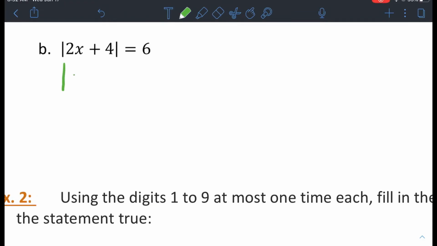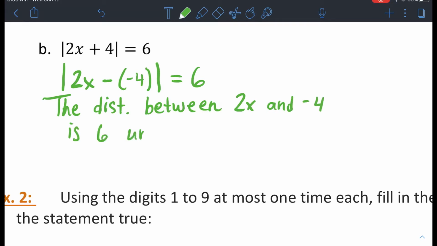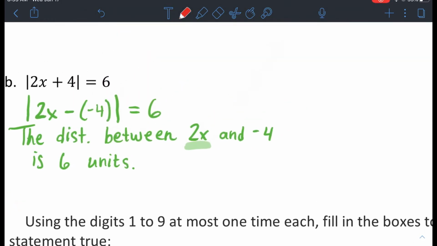So this is an addition one, like we just talked about. I'm going to rewrite it as 2x minus negative 4's absolute value being equal to 6, which if you write a distance statement, that means the distance between negative 4 and 2x, or between 2x and negative 4, is going to be equal to 6 units. So it's a little bit different because it's 2x instead of just x, so let's see how that works.